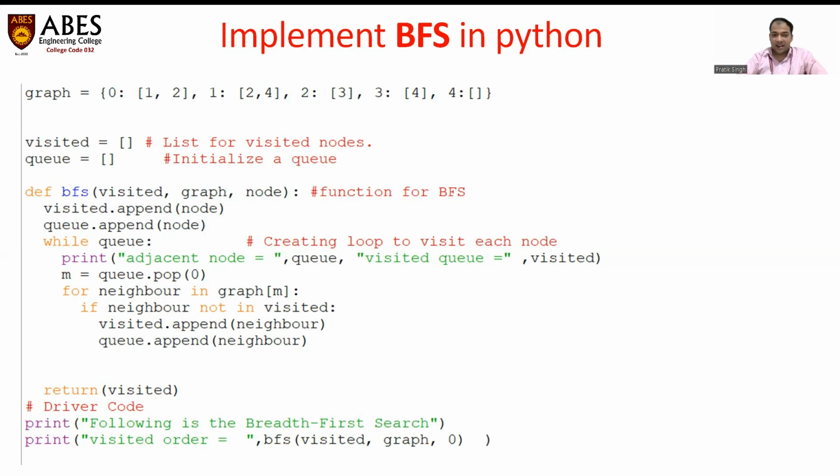For neighbor in graph m, if there are adjacent nodes in the graph that are not visited, if neighbor not in visited, then visited dot append neighbor, queue dot append neighbor. Return the visited queue. Let's run this code on our integrated development environment that is called IDLE.